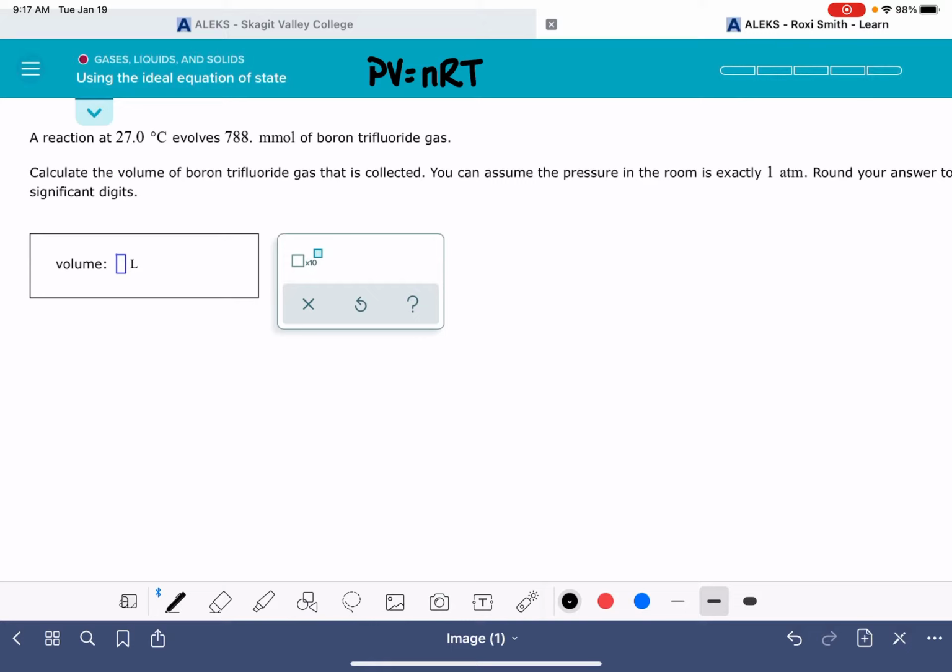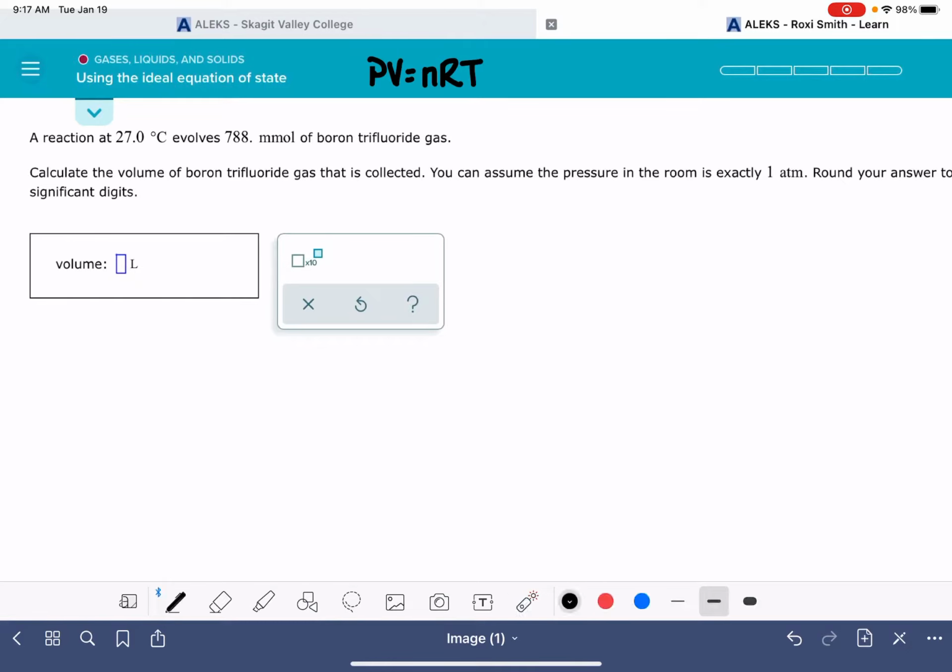In this video, I'm going to show you how to solve the ALEKS problem called using the ideal equation of state. The ideal equation of state is just a fancy way of saying the ideal gas law, PV equals nRT. In this problem, we are going to be given 3 variables and asked to solve for the 4th, keeping in mind that R is a constant, so they're probably not going to give us that variable. They just expect us to know that.